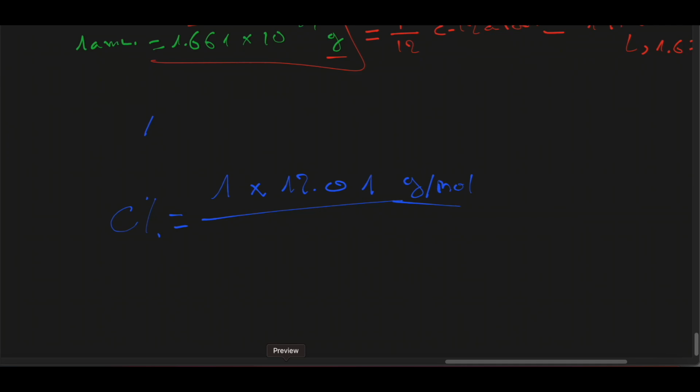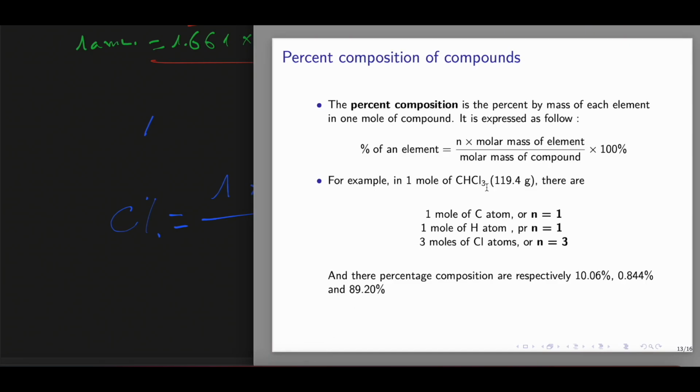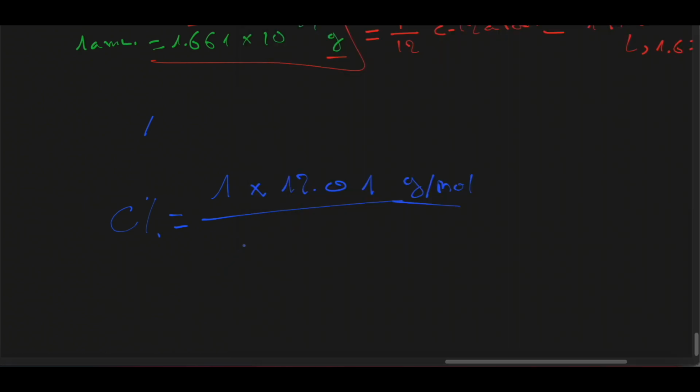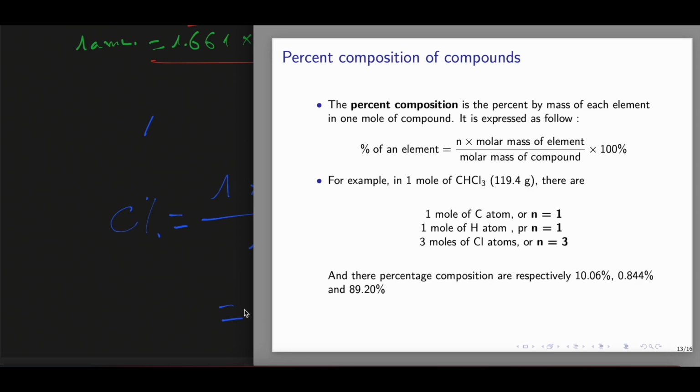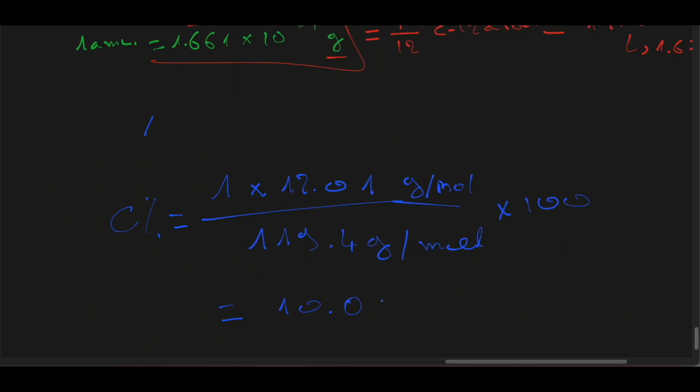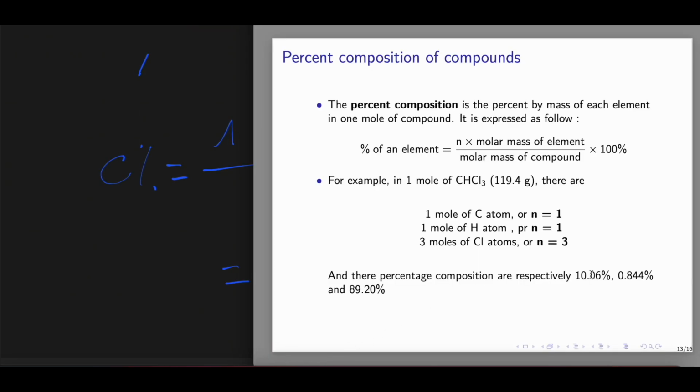and here we have the molar mass of chloroform, which is 119.4 gram per mole, times 100. So the percent by mass of carbon is 10.06%. And the same thing will apply for the other elements. We have 0.84% for the hydrogen and 89.20% for the chlorine. And when we add these 3 percent by mass of the elements, we have to get 100%.